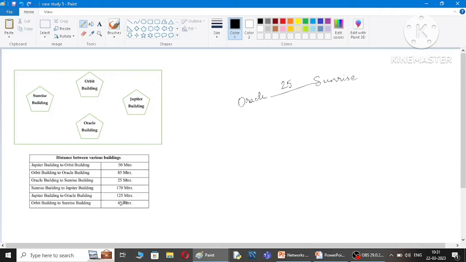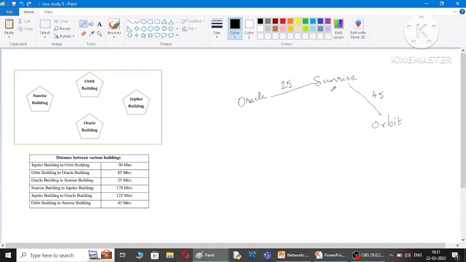Now look at the next smallest distance, 45 meters. It is between Orbit and Sunrise. So Sunrise is already here. You can connect this to Orbit. And what is the distance? Note it down. Now only one building is left out, which is Jupiter.